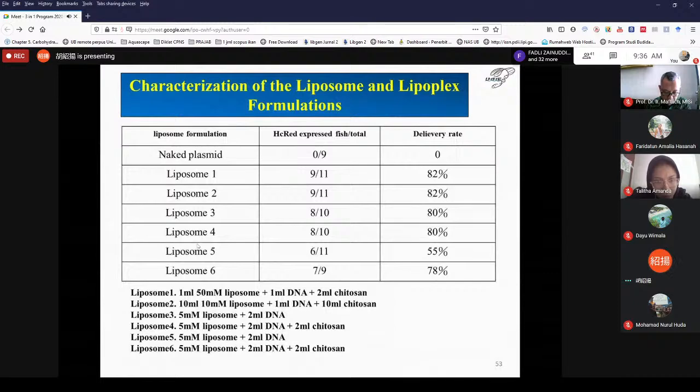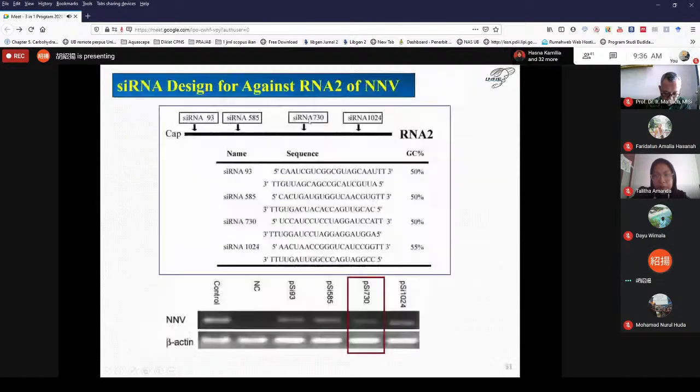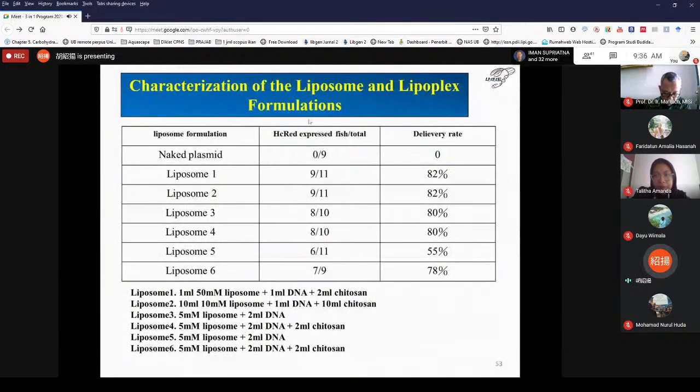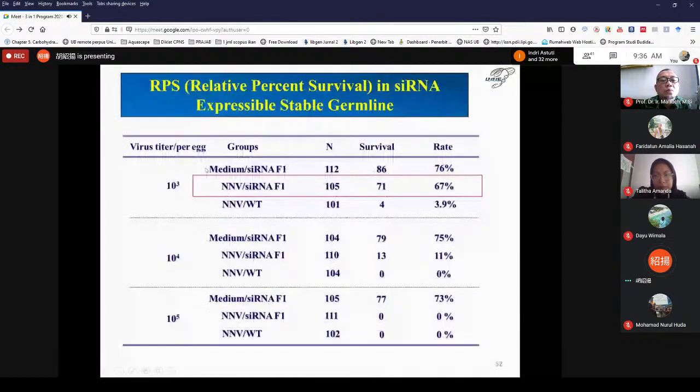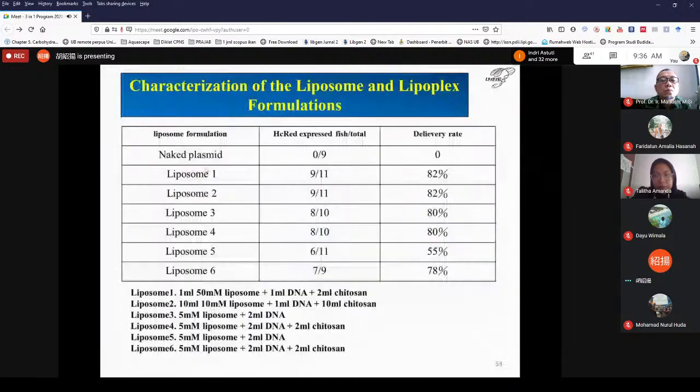And if you want to establish a GM fish in zebrafish, it's easy. But if you want to establish it in a grouper, I think it's quite difficult. So that's why we use another way. We try to deliver orally. We prepare different formulations, and the formulation can deliver the DNA, the siRNA, the vectors into the host.